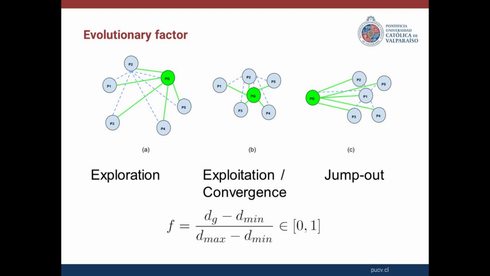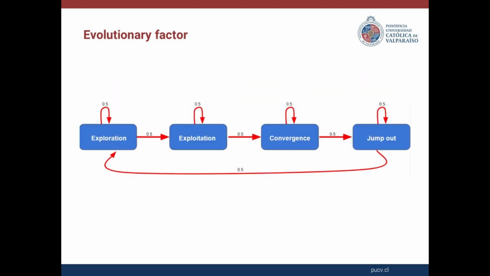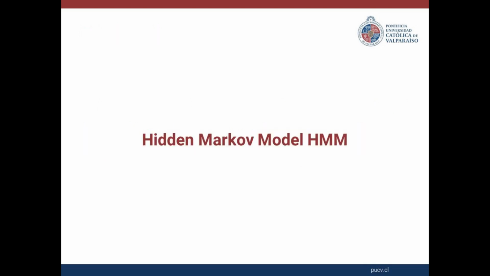Jump out. A different particle from the best one finds another more promising zone and moves away from the group that was converging, becoming the new best position. The 4 states can be modeled as a Markov chain, as shown in the figure, where the arrows indicate the possible transition between states. The Hidden Markov model is a statistical model that allows us to classify a series of observations into hidden states, modeled as a Markov chain.